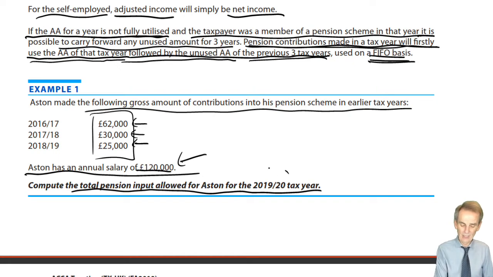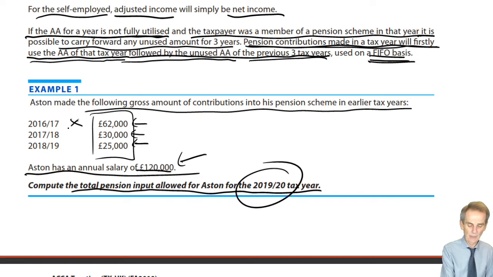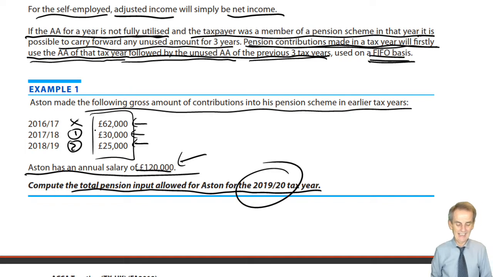Therefore, for the 1920 tax year, remember the order? Use firstly the AA annual allowance for that tax year, 1920. That will be £40,000. And then use the unused annual allowance brought forward from the previous 3 years. Well, there won't be any from 1617, so we use a FIFO basis. So that would be firstly any 1718 and secondly any 1819 figure. Right, it shouldn't take you more than a minute just to work that through. When you've done that, come back to me.